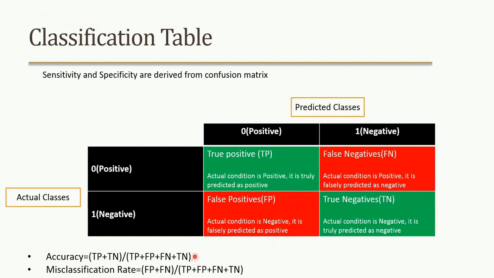We know the accuracy is the sum of the diagonal elements over the overall number of observations. So accuracy is true positives and true negatives divided by all the values. The misclassification rate is 1 minus the accuracy, that is, false positives and false negatives over all the values. So that is what the classification table or confusion matrix is.